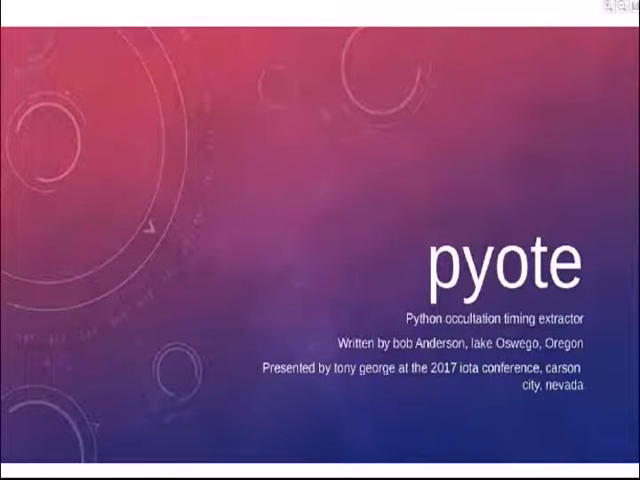Introduce a new light curve analysis program called PYOTE. PYOTE stands for Python Occultation Timing Extractor. It's been written by Bob Anderson, the same person who wrote PYOTE. He lives in Lake Oswego, Oregon. And we can move to the next slide.